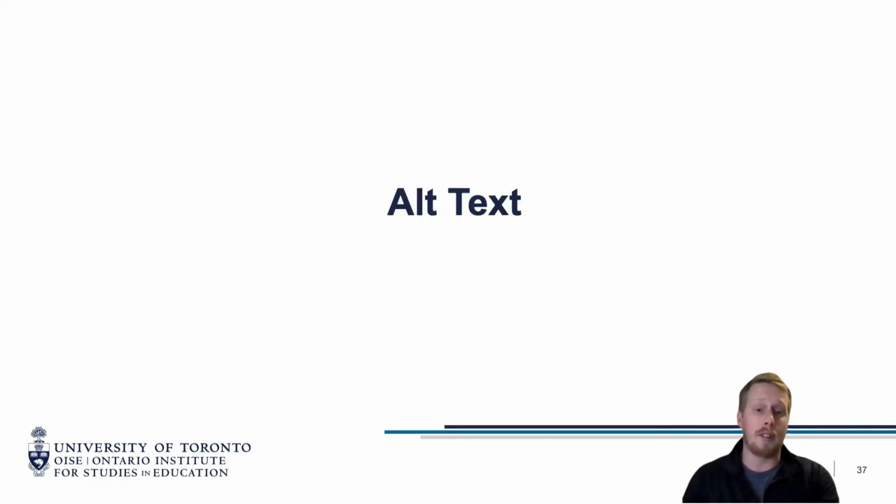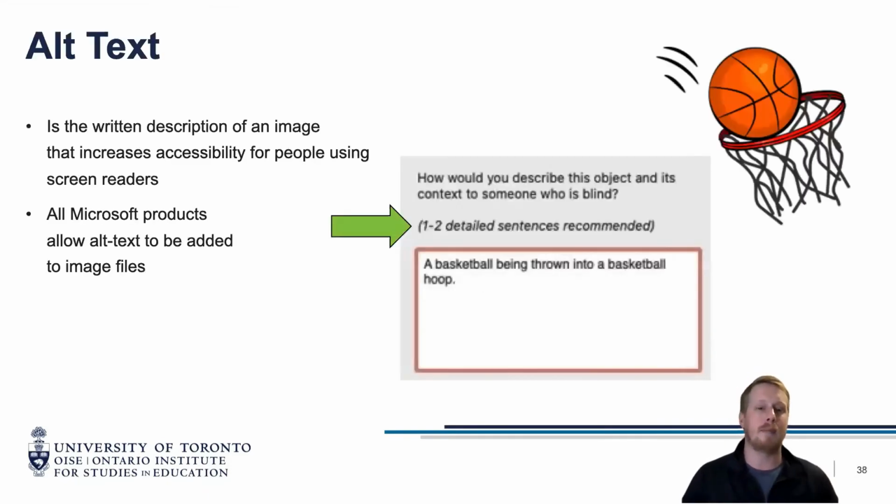All right, so alt text. I'm sure you've heard of it from an accessibility standpoint, but alt text is basically the written description of an image that increases the accessibility of someone who has to use a screen reader to read your document. So if you have a PDF or a Word document that has some pictures, maybe a company logo, or even just some design images like this slideshow, for example, with the horizontal bars, it's really important to add alt text to all images that are on your document.